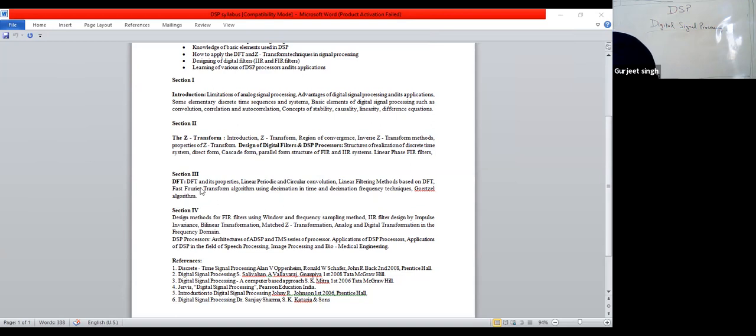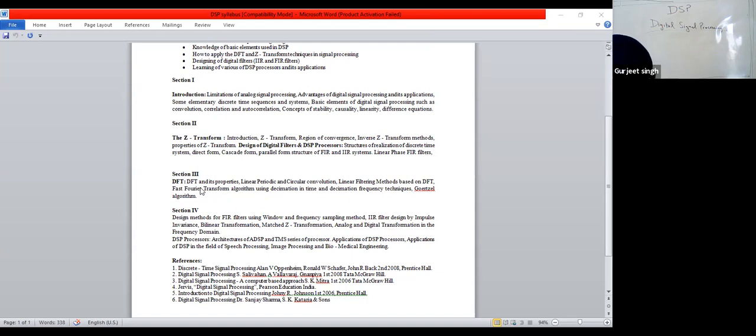The third unit is the DFT, discrete Fourier transform, and its properties. This is also a very important chapter. We will do the fast Fourier transform algorithm, the decimation in frequency techniques, and the Goertzel algorithm. So this is section three. It is the DFT actually.